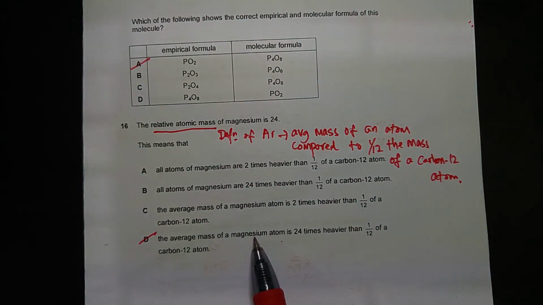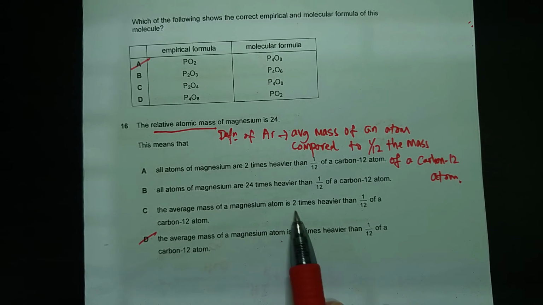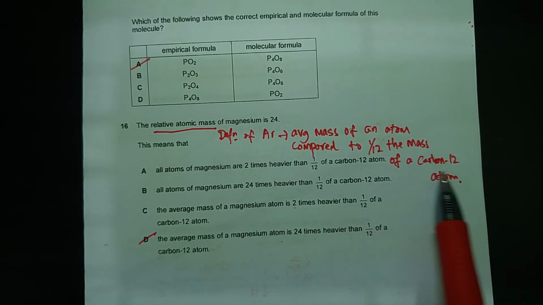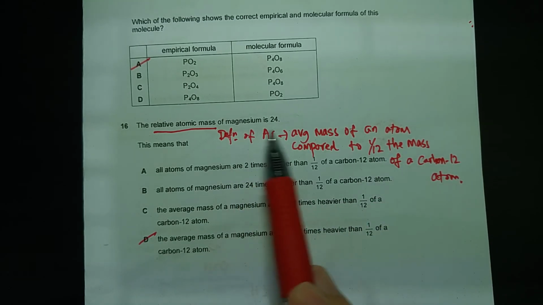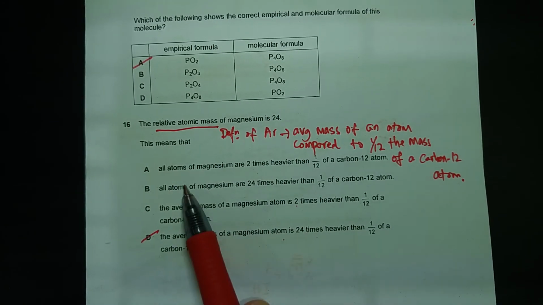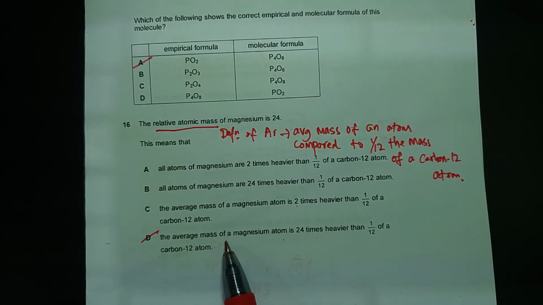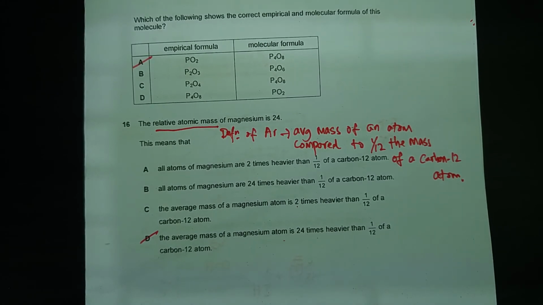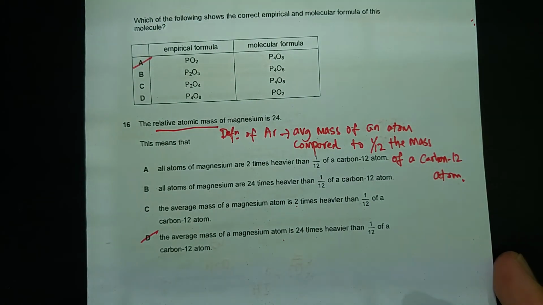Because your magnesium, the AR, is actually 24. It is not 2, it's 24. So compared to 1/12 of the mass of a carbon 12 atom, the AR for magnesium is 24. So you must have 24 here. Not all atoms, it is the average mass of an atom of an element. Okay, 16. Then let's look at 17.